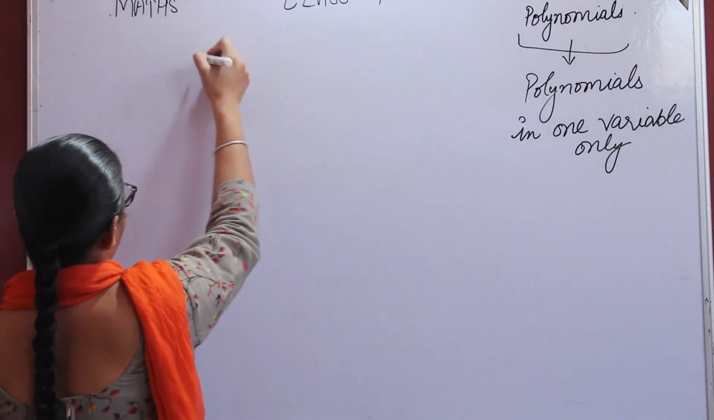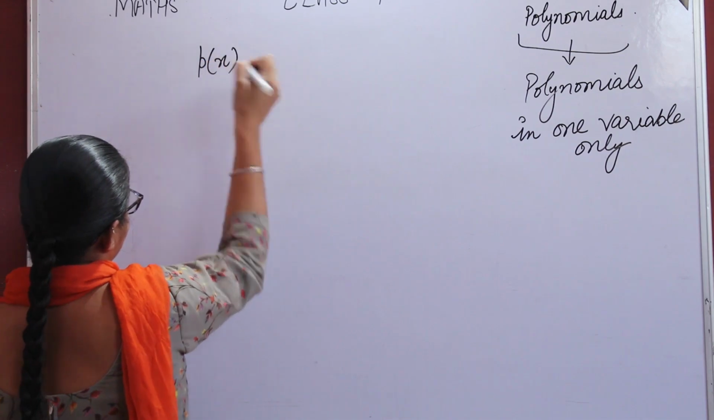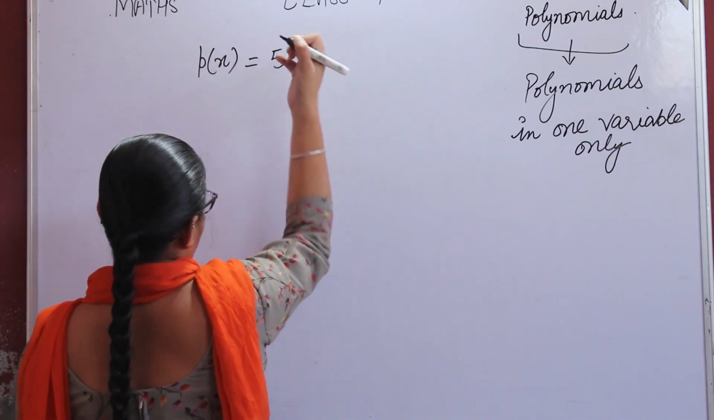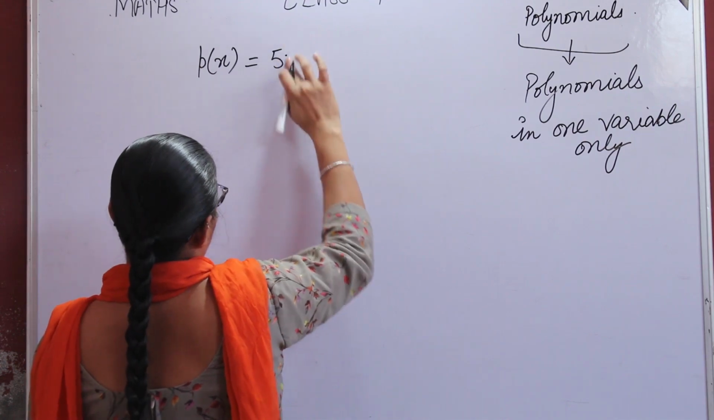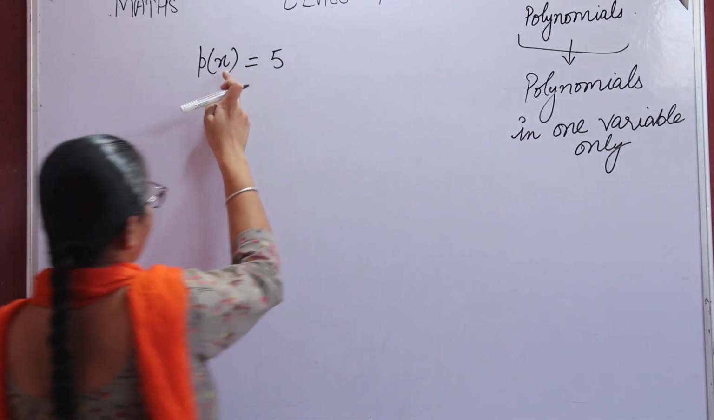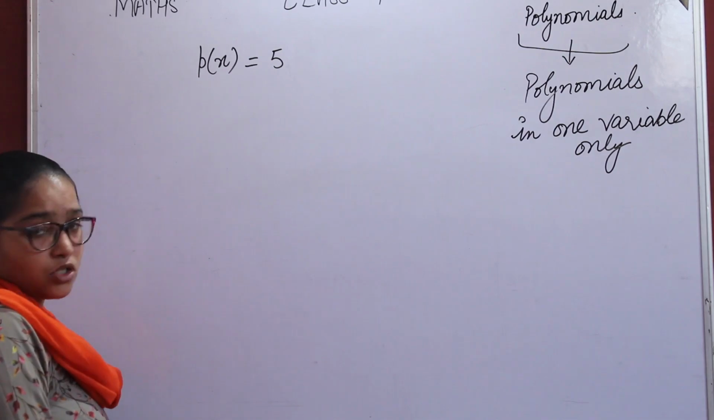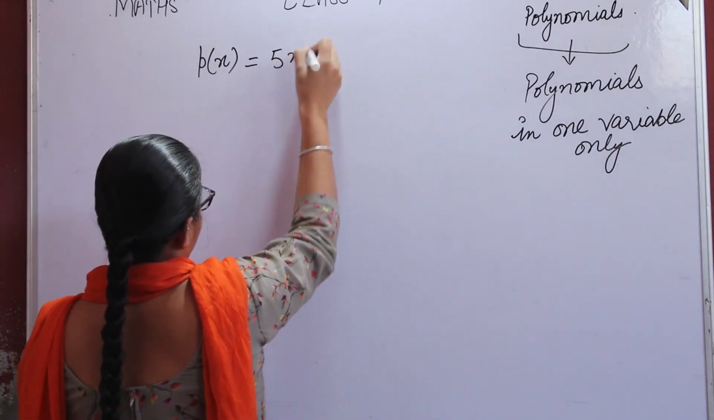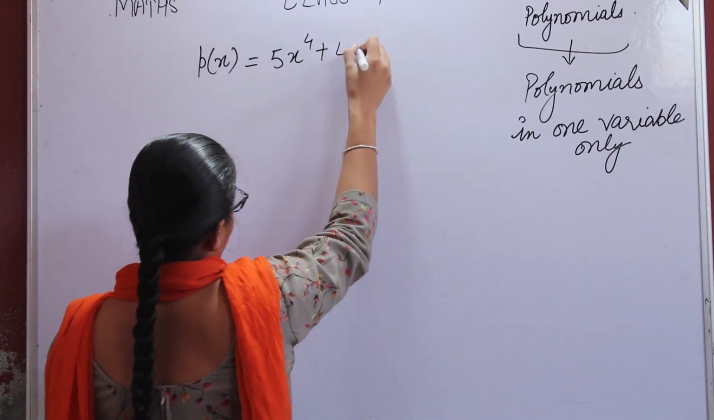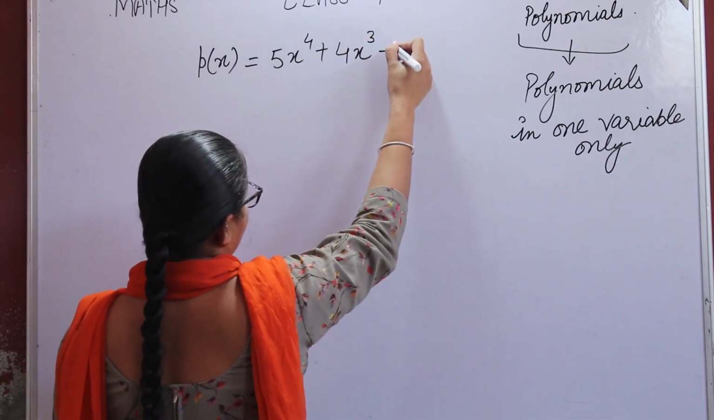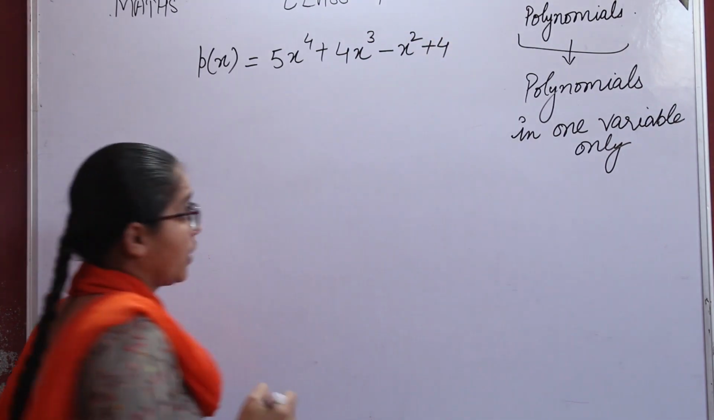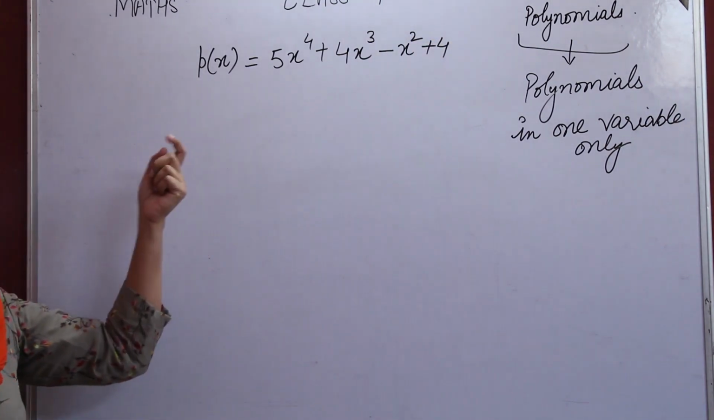So consider now p of x. Consider the polynomial p of x. Let's say suppose it is 5. I have taken which variable over here? x. So I have to write x only in the polynomial: 5x raised to power 4 plus 4x raised to power 3 minus x raised to power 2 plus 4. Okay. Let's consider this polynomial.